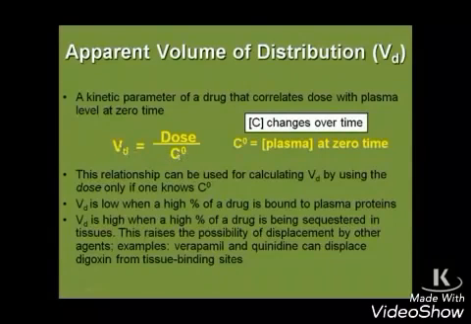If this number is low, this number is going to be high. So the predictability that you can think about here related to these variables is going to be very important. Of course, if you've got a high percentage of the drug being sequestered in tissues, it raises the possibility of being displaced in those tissues. Examples would be verapamil and quinidine, both of which can displace digoxin from tissue binding sites. And that particular drug interaction would actually enhance digoxin toxicity.